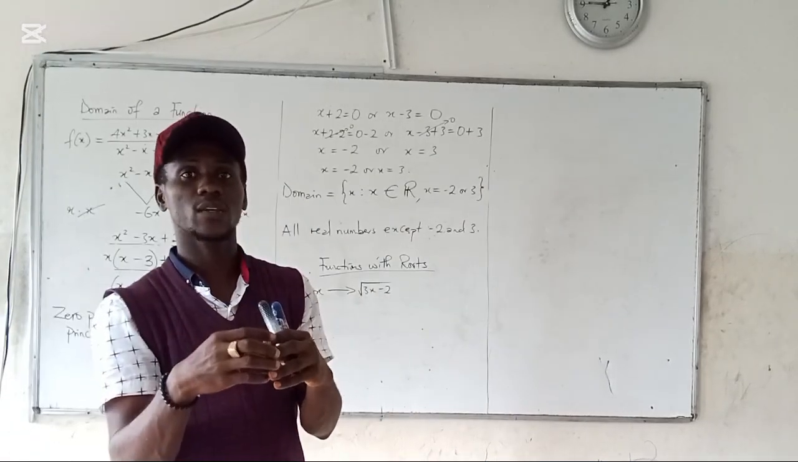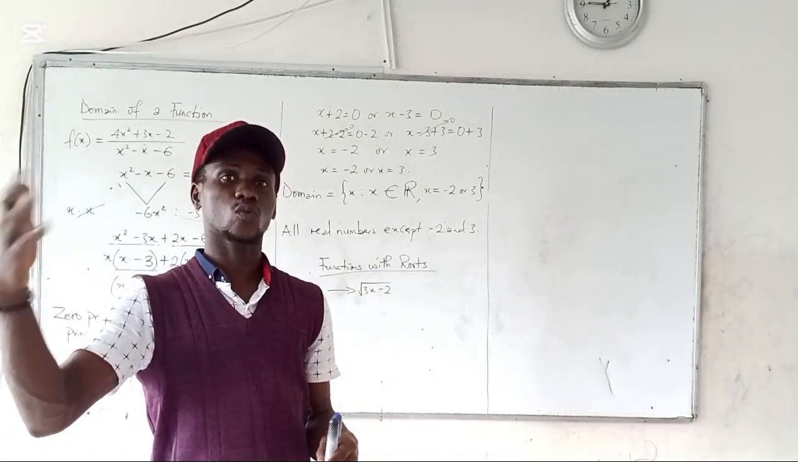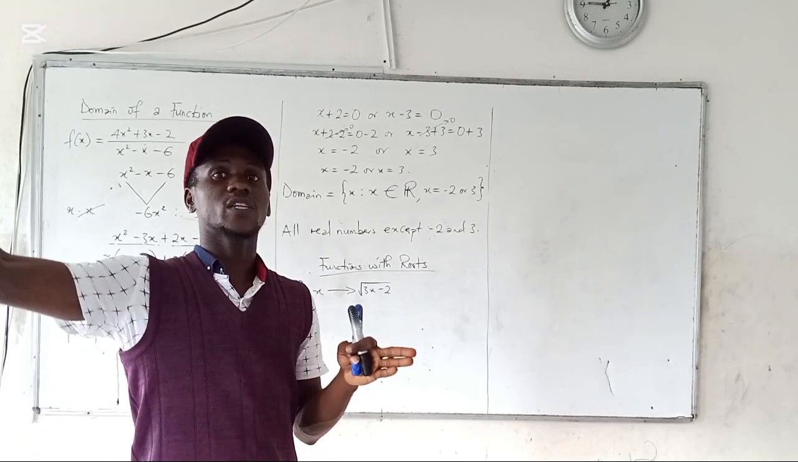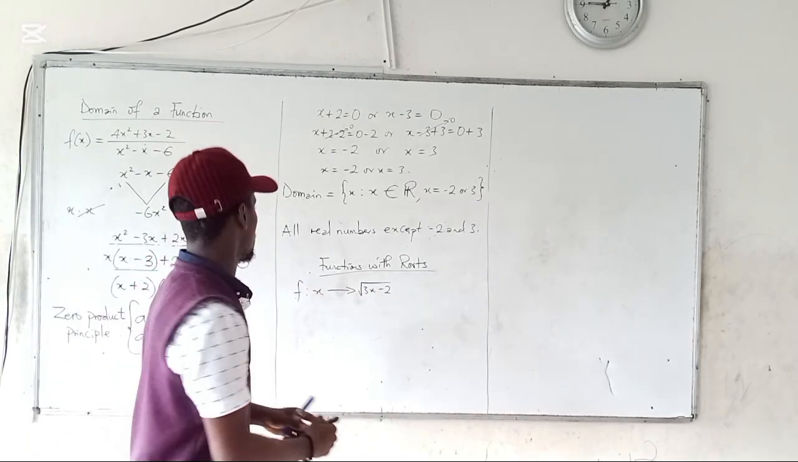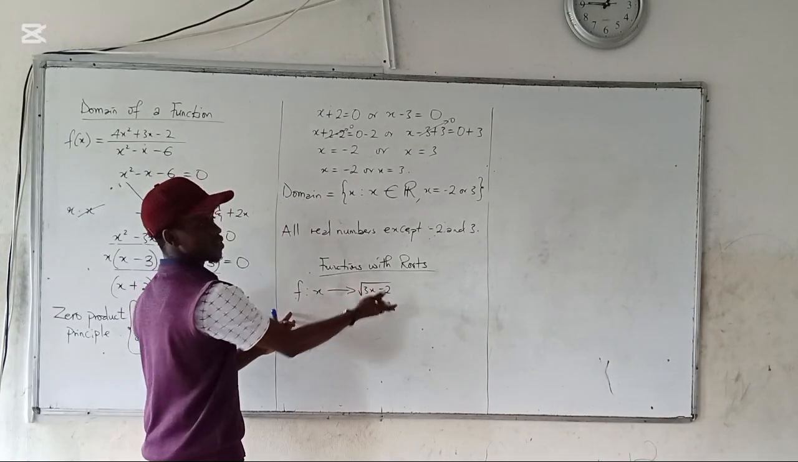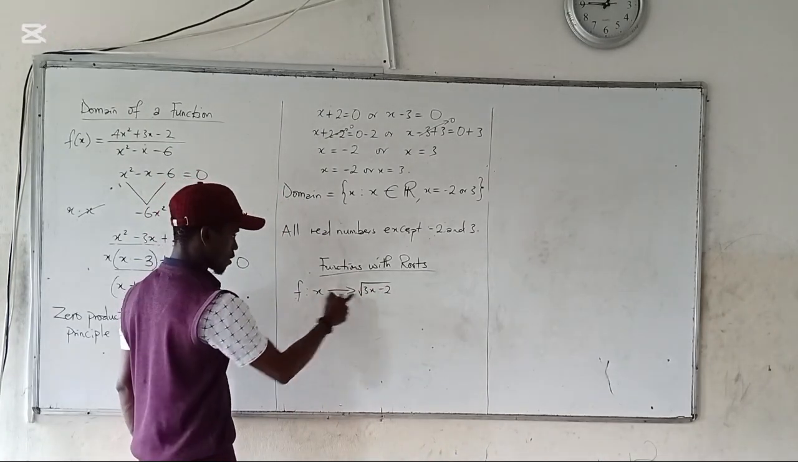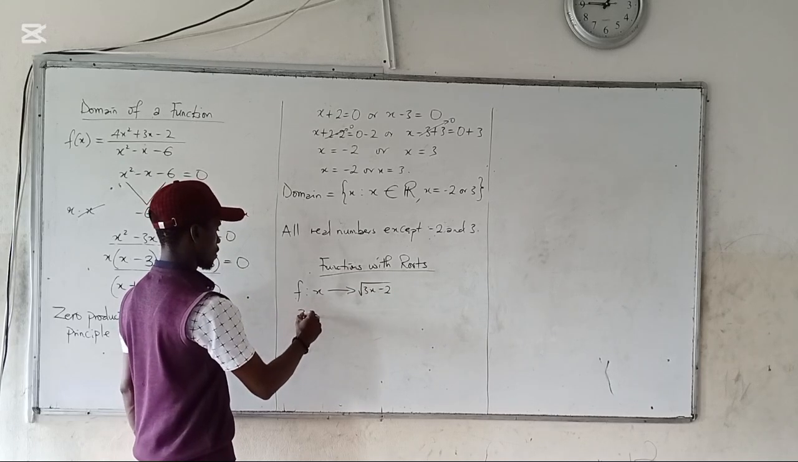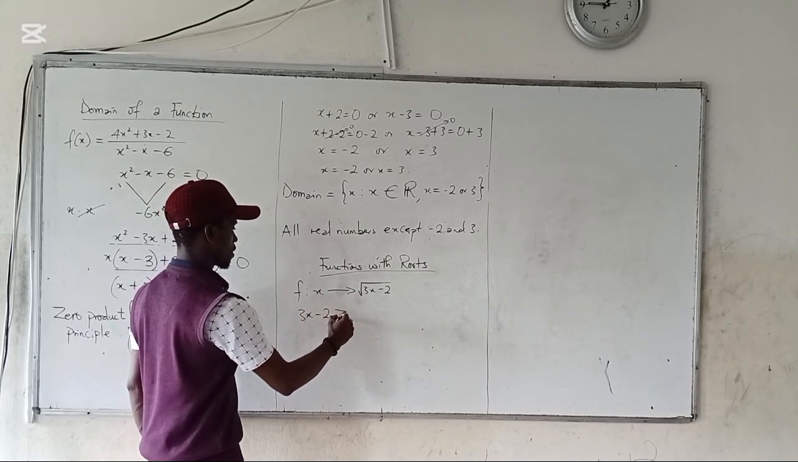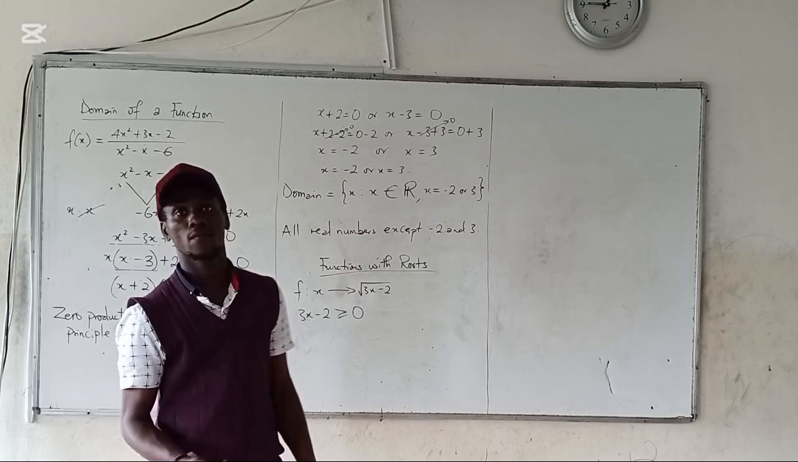Pick the expression under the root and make it greater than or equal to 0, because you're going to have a range of values. It's not just going to be one value. So to find the domain of this particular function, I'll pick what I have under the root, 3x minus 2, and make it greater than or equal to 0.